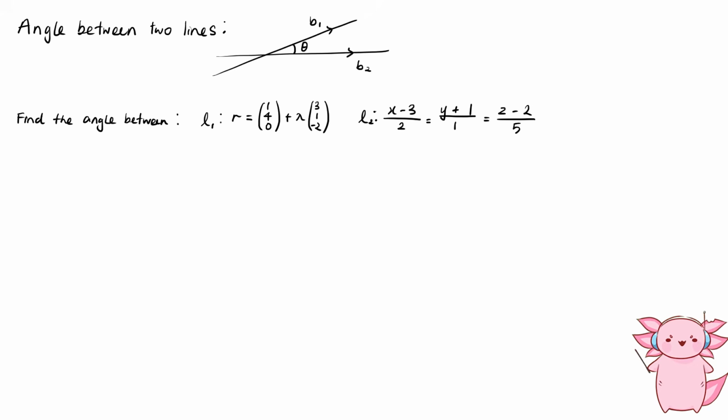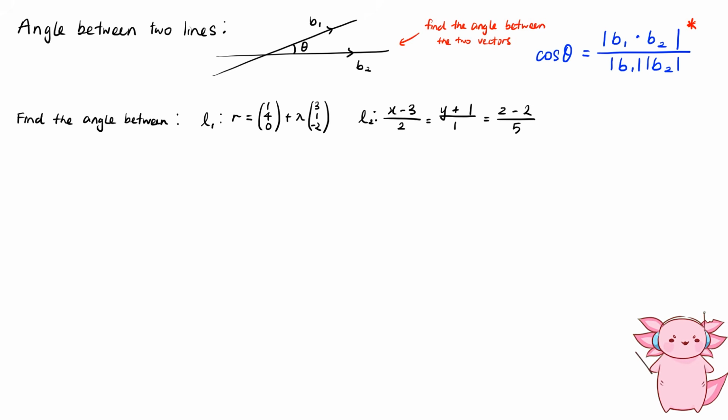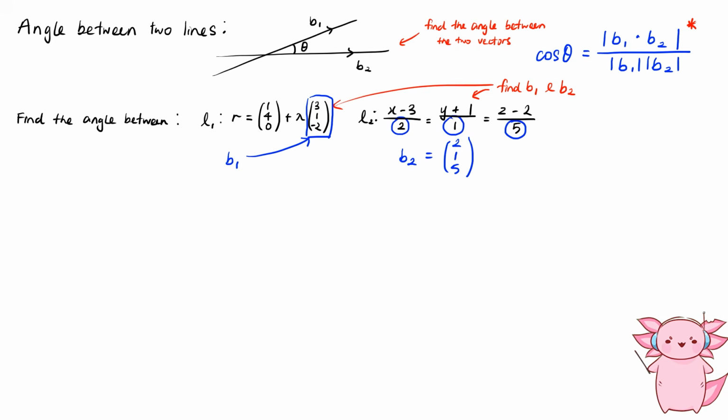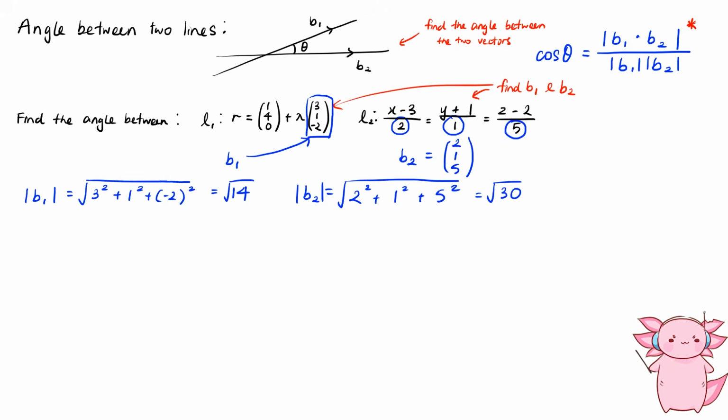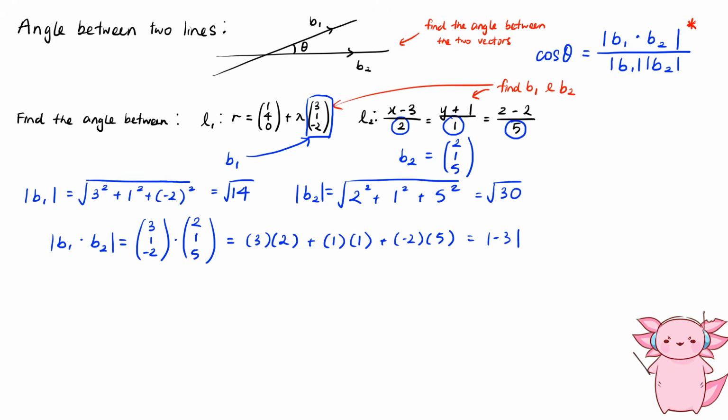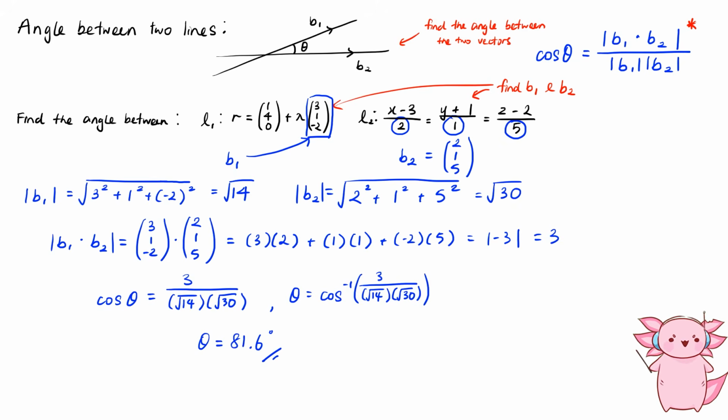The angle between these two lines for this question is the angle between the two vectors itself, so we only care about the direction vectors B1 and B2. So for this question, we can extract out B1 over here from the line L1, and since the line L2 is in the Cartesian form, the direction vector B2 is 2, 1, 5. And quickly finding the magnitude of B1 and B2, we can do the dot product between the two direction vectors to get the modulus of -3. Then the angle is the cosine inverse of all of this, which gives us the final answer of 81.6 degrees.